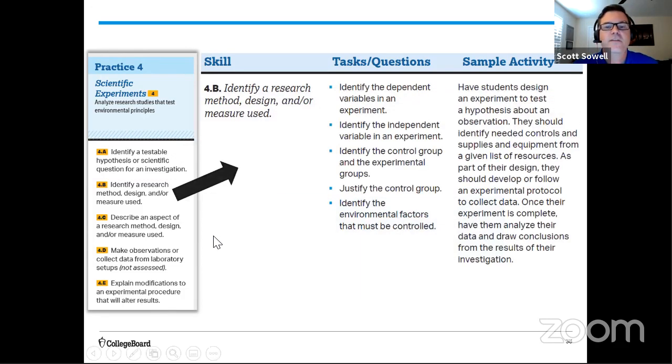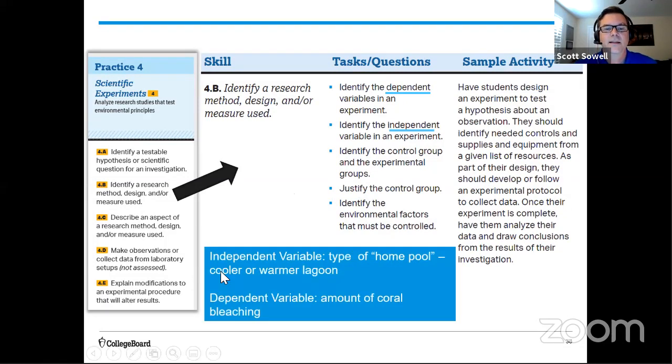And then in terms of the variables, the independent and dependent variables, take a second and think if you could define those two. So our independent variable in this case would be the home pool, whether they grew up in the cooler pool or the warmer pool. But the dependent variable is the amount of bleaching. How did they respond to the heat stress?